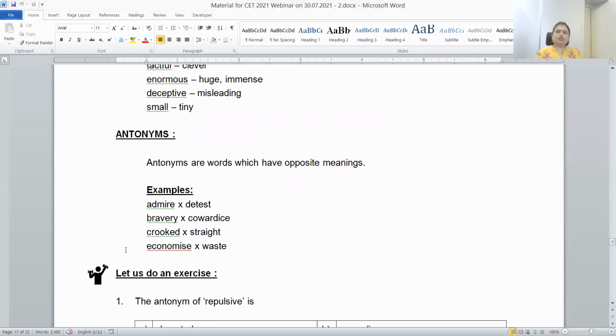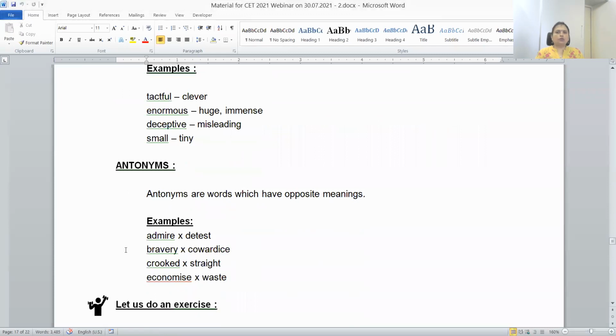And then what are antonyms, children? Antonyms are words which have opposite meanings. Correct? Admire is detest, when you don't like something or you hate something. Bravery. Children, bravery is cowardice. Crooked, straight. Economize means to use something very wisely or carefully, and the opposite or the antonym will obviously be waste.